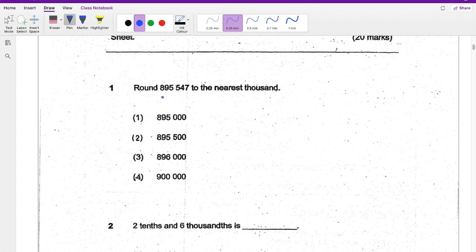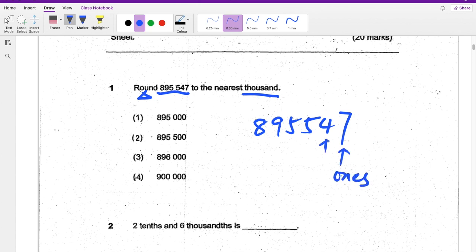Question 1. Round this number to the nearest thousand. Okay, now we come to the rounding problem. This is the main concept. The number is 895547. This one doesn't have a decimal point and numbers after it, so we know that this is ones, tens, hundreds, and this is the thousands.